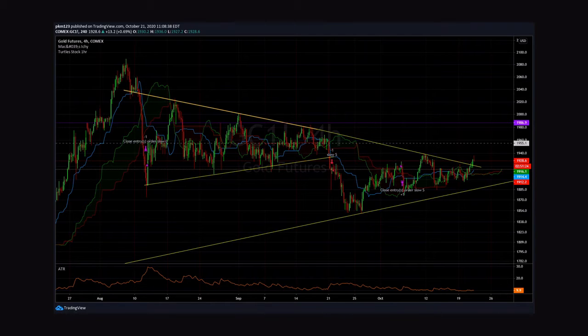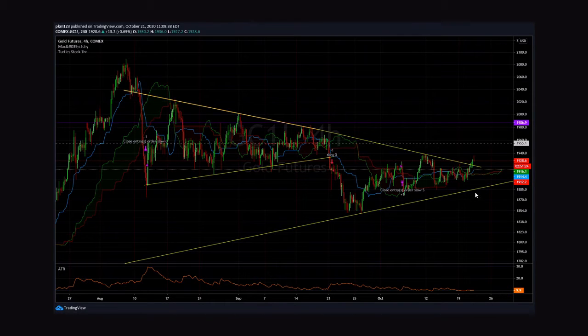The first setup that I see here is gold futures. If you don't have enough money to trade a gold futures account, you can trade the stock GLD. It won't give you quite the same amount of leverage, but it will have the same effect. As you can see, we have a descending triangle. That triangle has an upper trend line, and that upper trend line has been breached.